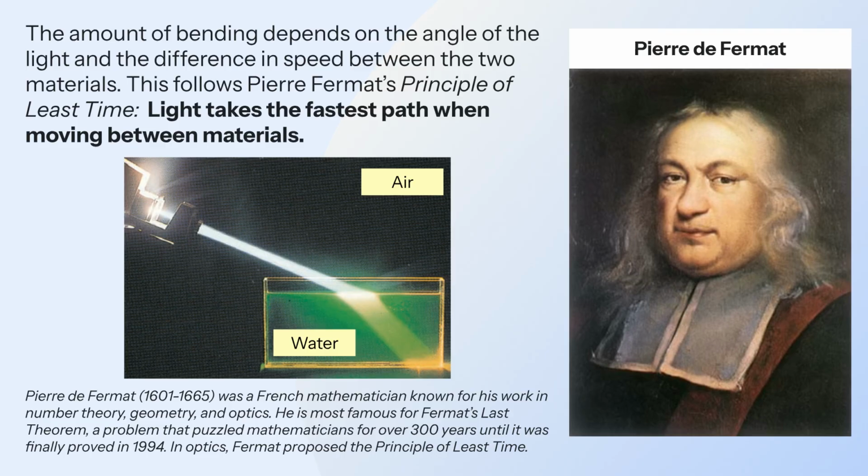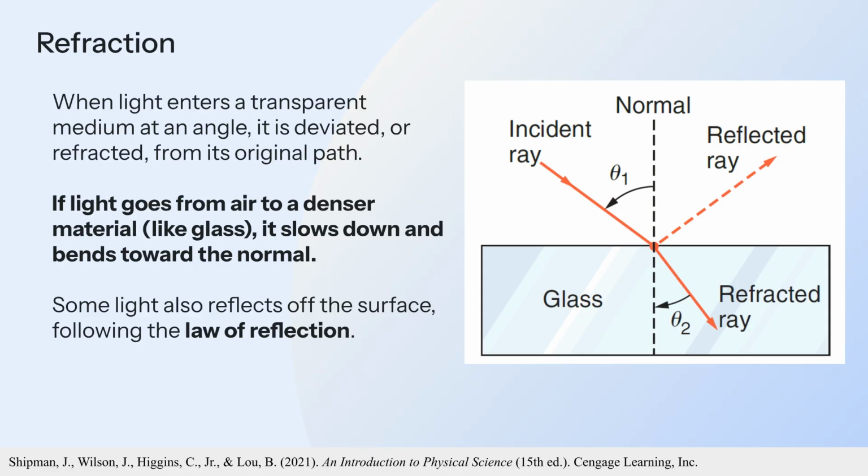Fermat's principle connects refraction to a deeper idea in physics. Nature follows the most efficient path. When light travels through air and enters a transparent material like glass at an angle, its direction changes. This bending is known as refraction. The reason refraction happens is that light changes speed when it moves from one medium to another. In this case, light slows down as it enters the denser material. Because different parts of the wave change speed at slightly different times, the ray bends toward the normal.